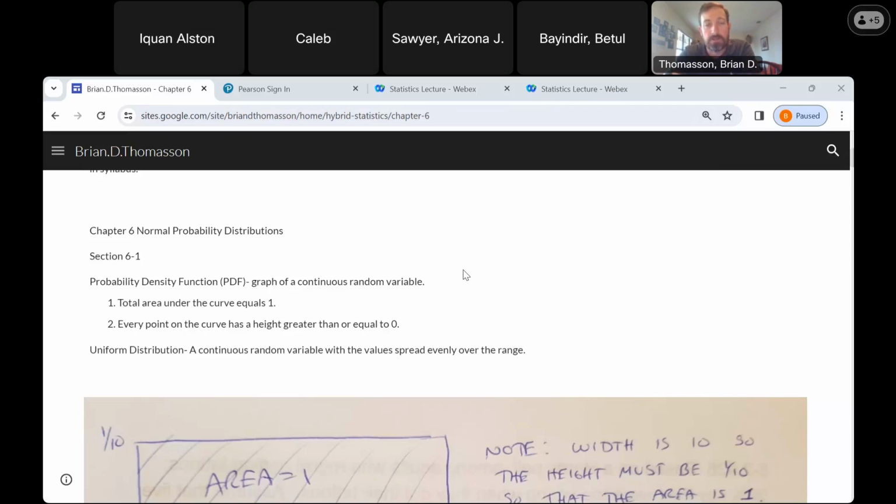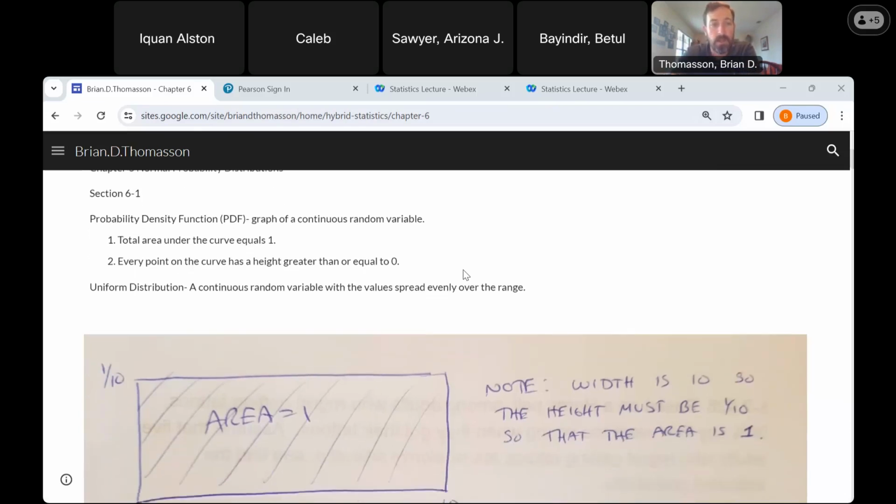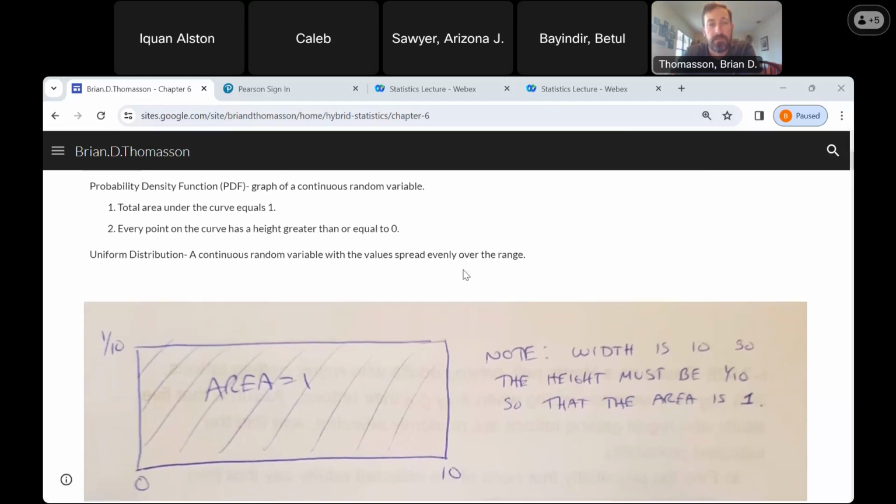So what we're going to do is talk about a probability density function, and we're going to look at a uniform distribution to kind of explain how that works. The uniform distribution is the most simple case of this. And then we're going to go into the normal distribution and spend the rest of the day on the normal distribution, get familiar on how to find different probabilities.